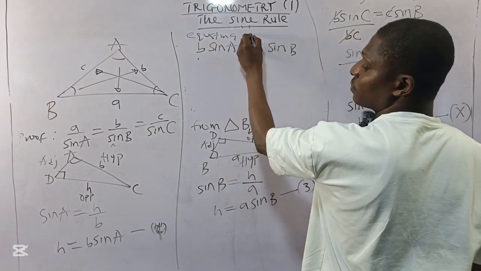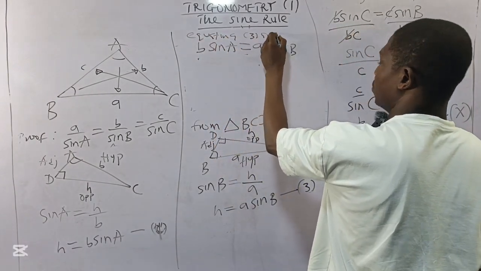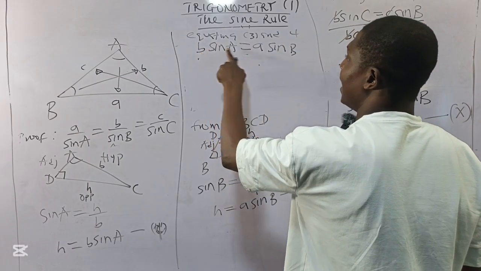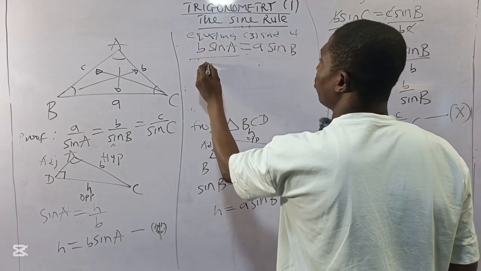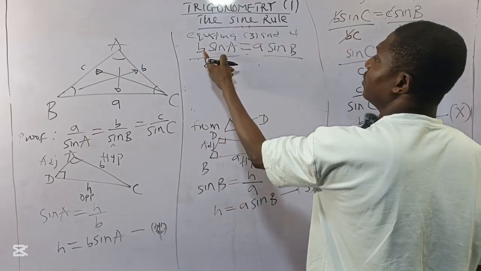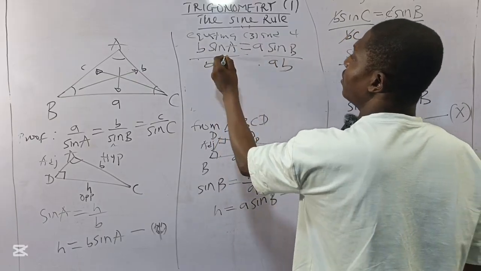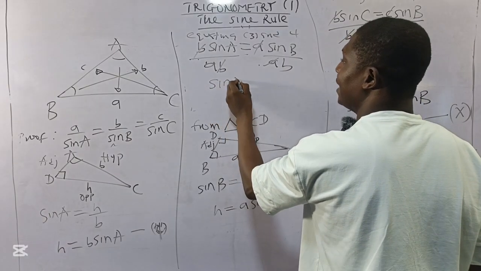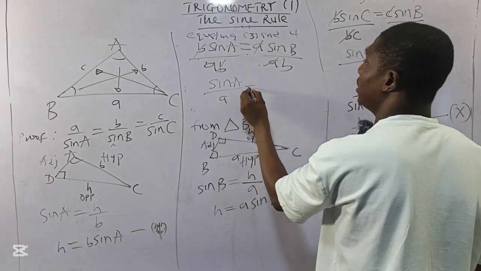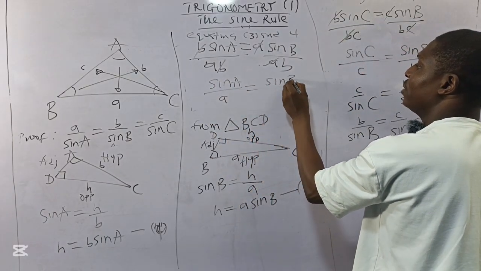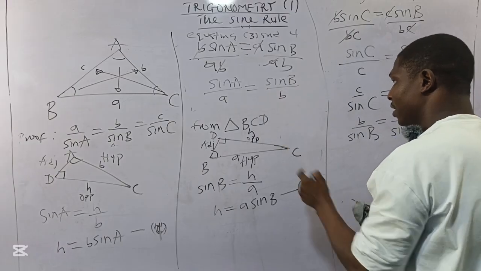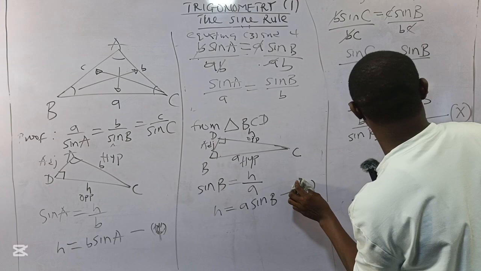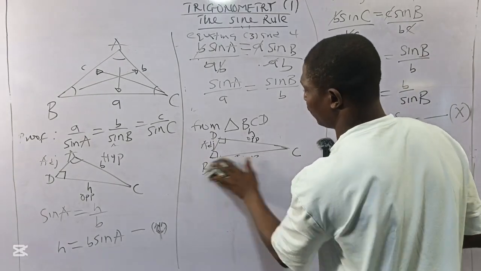Equating 3 and 4, you can see that I have b and a here. I'll divide through by ab, small letters, remember. We cancel b, we cancel a. And I'll have sine A over small letter a equals sine B all over small letter b. Where small letters a and b are the sides, remember. So I can therefore clean this because it's no longer needed.